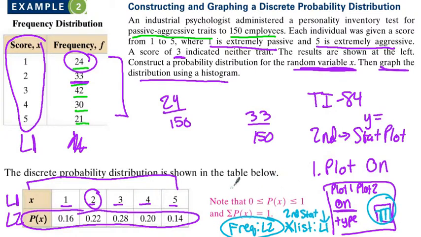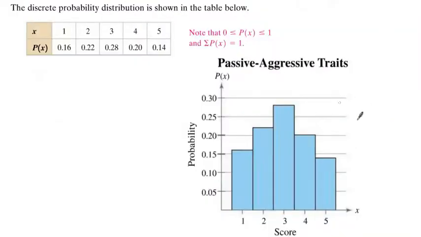When you have all those things, you go to zoom. Zoom is at the very top of the calculator in the middle. And then you want number 9, which says zoom stat. After pressing those buttons, you should get a histogram, basically a bar graph. And if the next page will ever load, there it is. It's going to look something roughly like this.